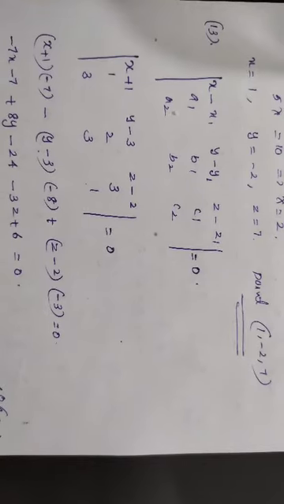Then question number 13. Find the equation of the plane passing through the point (minus 1, 3, 2) and perpendicular to each of the planes x plus 2y plus 3z equal to 3 and the second plane 3x plus 3y plus z equal to 0.